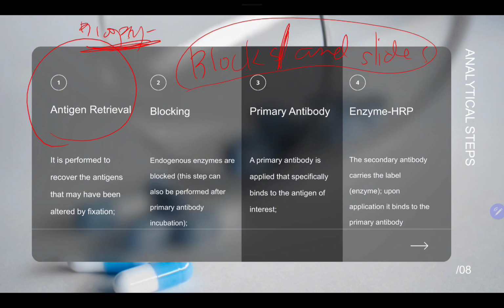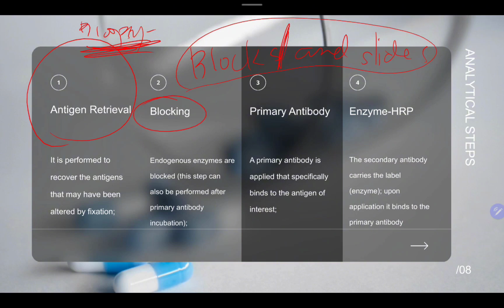Okay? I hope klaro po yun ha. You need to perform antigen retrieval to retrieve, or para ipa-expose ulit, yung mga antigen na may have been altered during the biopsy, yung initial na tissue processing procedure. Ngayon, for the blocking naman, endogenous enzymes are blocked. No, this time can be also performed after primary antibody.